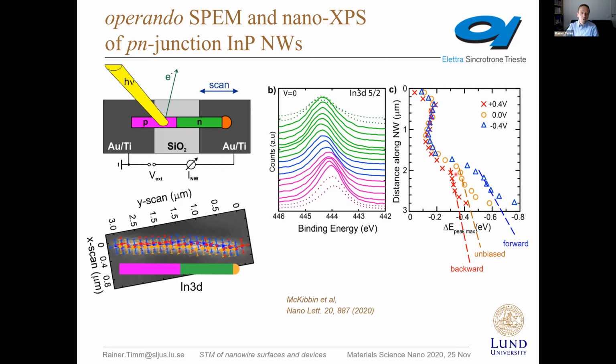And if we then apply a forward bias, we see that the potential difference even increases. If we have a backward bias, the potential decreases. So we can read out here how locally along the wire the forward-backward potential changes the alignment and where the applied potential drops along these nanostructures.